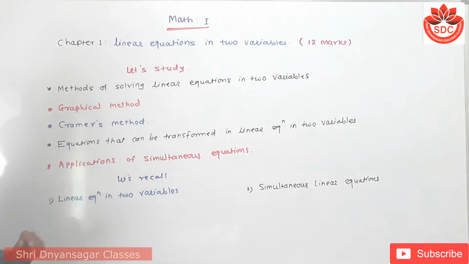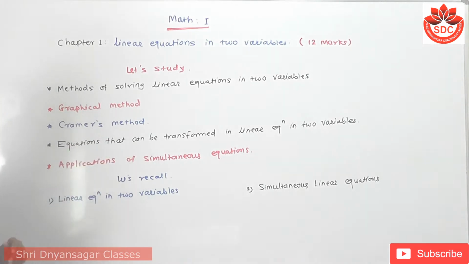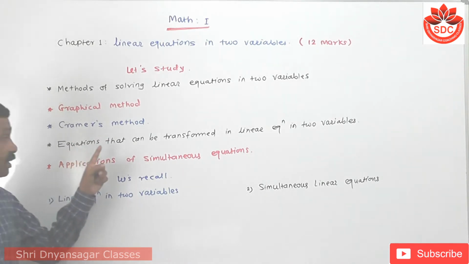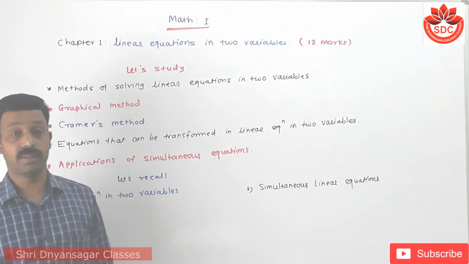This is the graph. Then Cramer's rule or Cramer's method. This is also a simple method, and we have to study it as well. Then equations that can be transformed into linear equations in two variables.